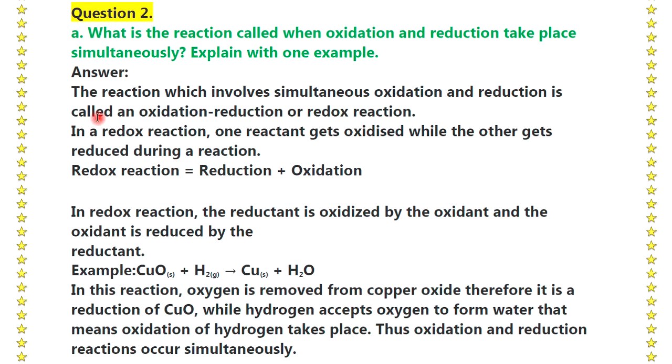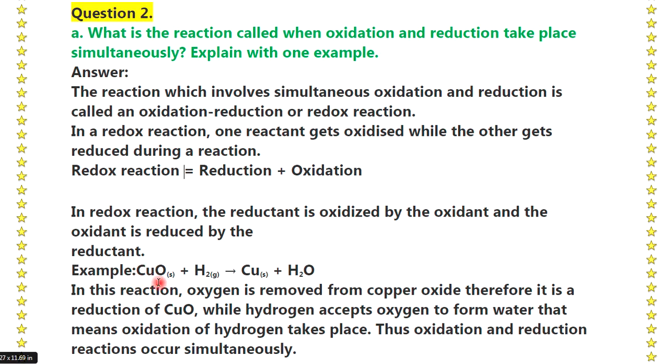Question number 2. What is the reaction called when oxidation and reduction take place simultaneously? Explain with one example. Answer. The reaction which involves the simultaneous oxidation and reduction is called redox reaction. In redox reaction, one reactant gets oxidized while the other gets reduced during the reaction. Redox reaction is equal to oxidation plus reduction. In redox reaction, the reductant is oxidized by the oxidant and the oxidant is reduced by the reductant.